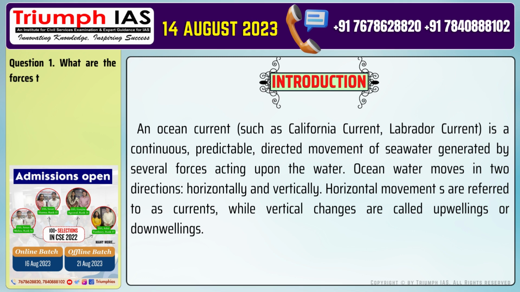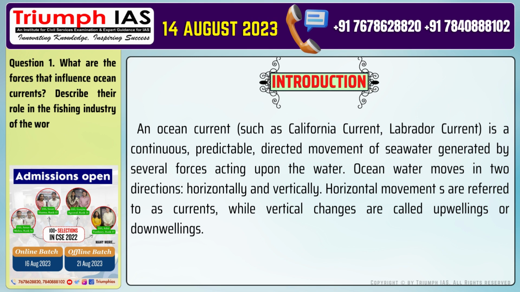An ocean current, such as California Current, Labrador Current, is a continuous, predictable, directed movement of seawater generated by several forces acting upon the water. Ocean water moves in two directions, horizontally and vertically. Horizontal movements are referred to as currents, while vertical changes are called upwellings or downwellings.